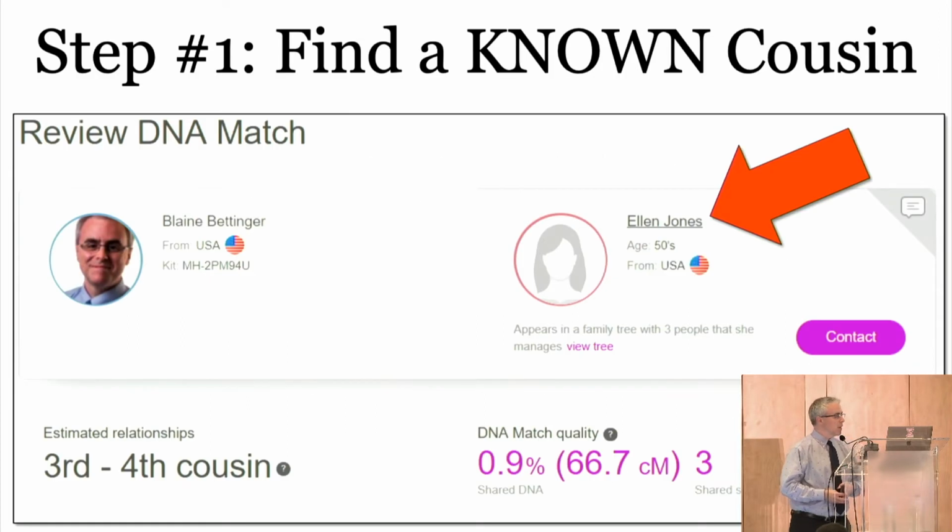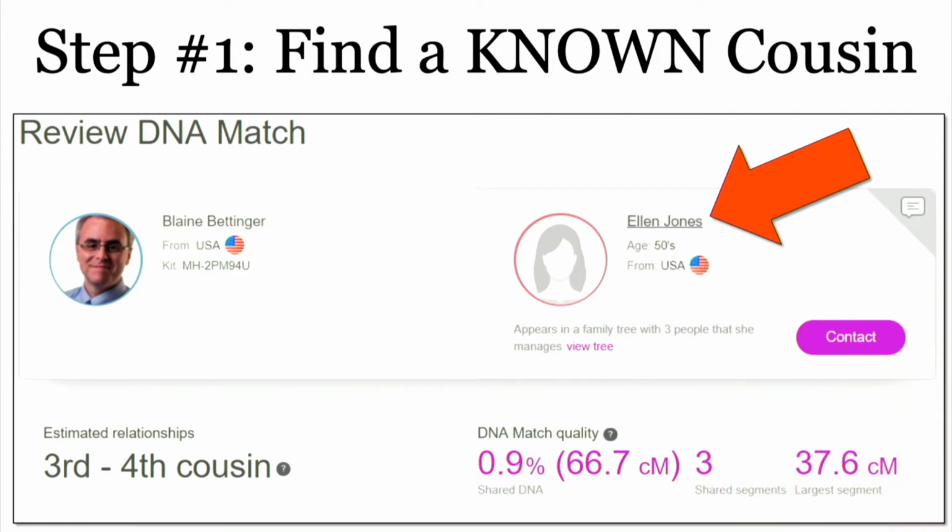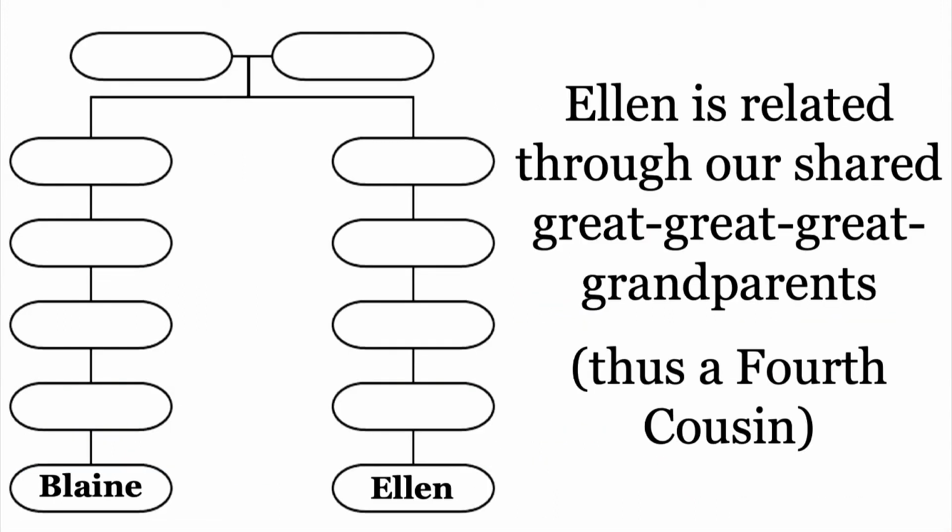So for step one, for example, if we're finding a known cousin, this is Ellen Jones. This is one of my MyHeritage matches. Now, there's not a real Ellen Jones. All the names throughout my presentation will be obscured for privacy or changed. But let's say this is my cousin Ellen Jones. You can see she shares about 66 centimorgans with me there on the graph, on the chart. Now, I know through traditional genealogical research that Ellen is related to me through our shared great-great-great-grandparents. So that means that Ellen is my fourth cousin.